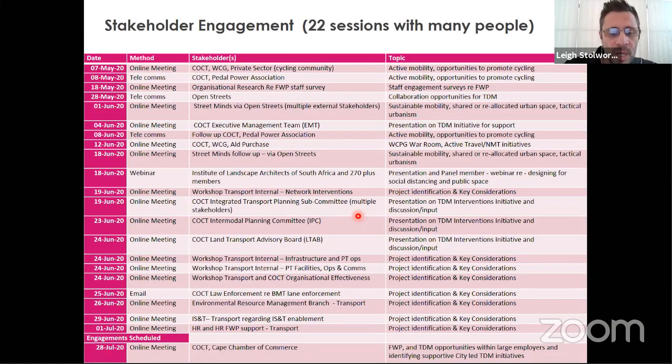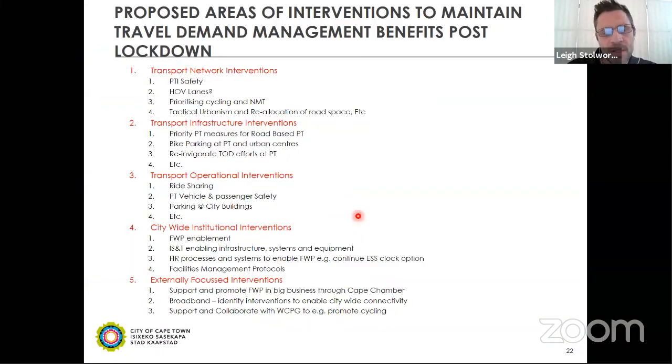And we're going to be engaging with large employers in the city next week through the Cape Chamber, through a facilitated conversation with them, to see how the city can help big businesses in terms of flexible working programs, etc. And so we've used this as a mechanism to quickly identify sets of travel demand management mechanisms to lock in these benefits post-lockdown in 5 broad categories.